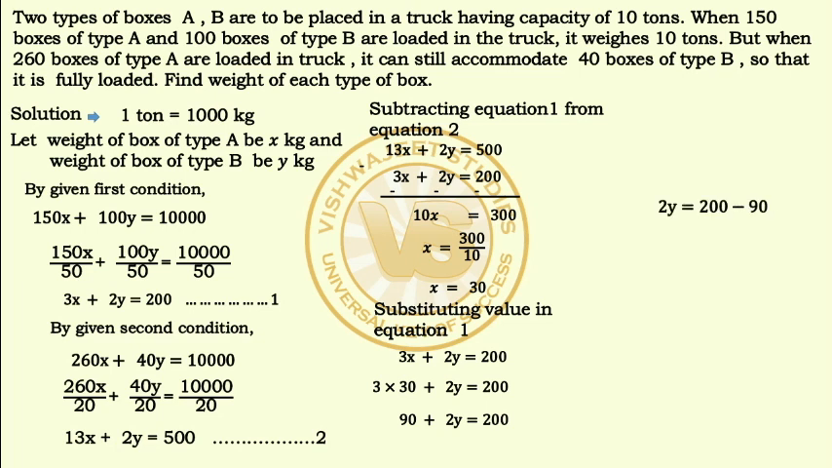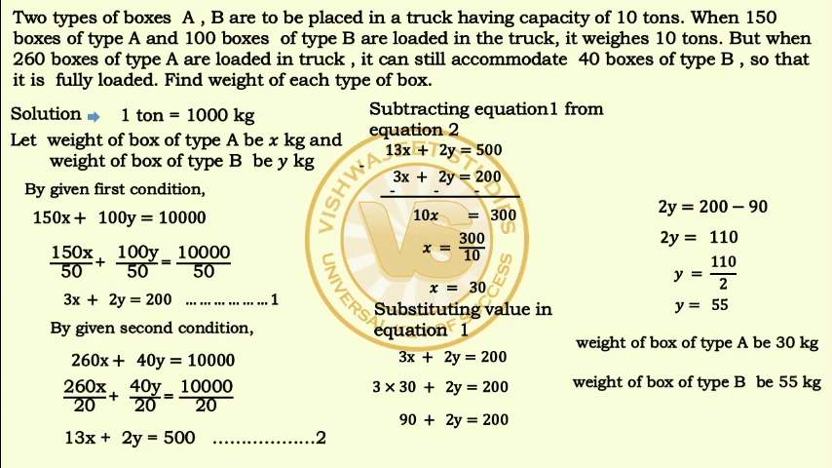90, when it goes to the right hand side, it will subtract from 200. So 2y is equal to 200 minus 90. After subtraction, we get 2y is equal to 110. We get the value of y by dividing 110 by 2, as y is equal to 55. Thus we get the weight of box of type A is equal to 30 kg and the weight of box of type B is equal to 55 kg.